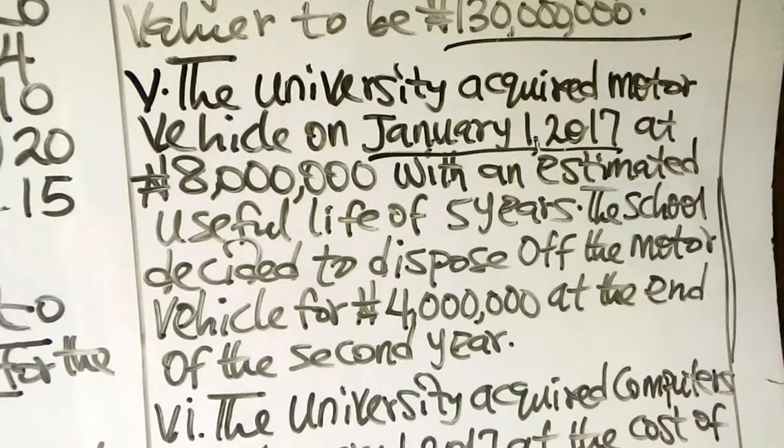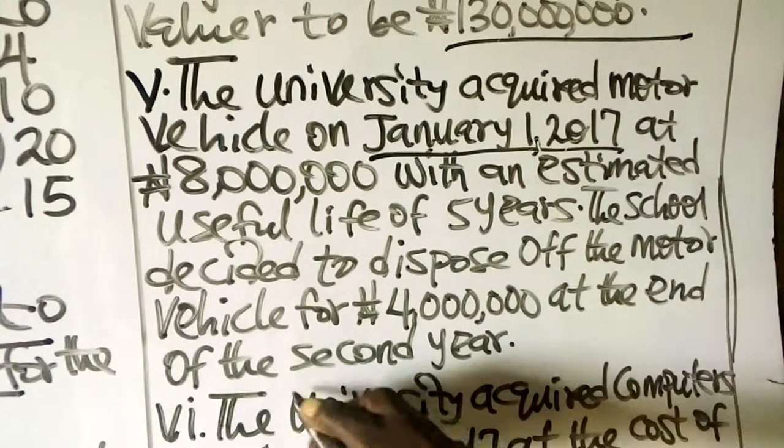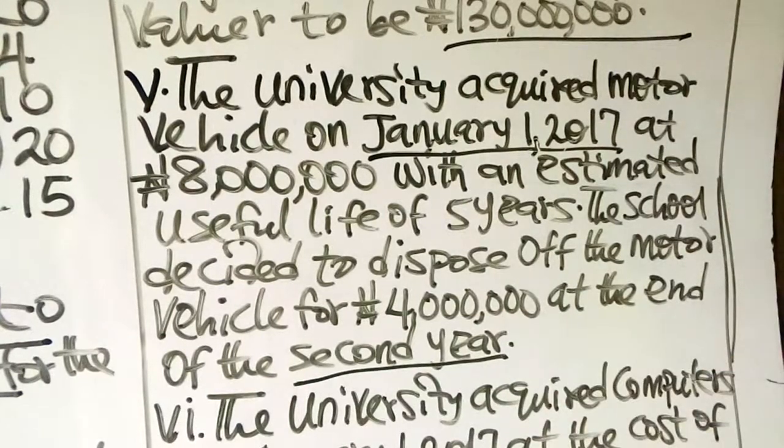And you were told the school decided to dispose of the motor vehicle for 4 million at the end of the second year. You know, the second year will be 2018, which is the current financial year. It was disposed of at the end of this current year, which is at the end of 2018. That means 2 years depreciation will have been charged, leaving the carrying amount in the statement of financial position.